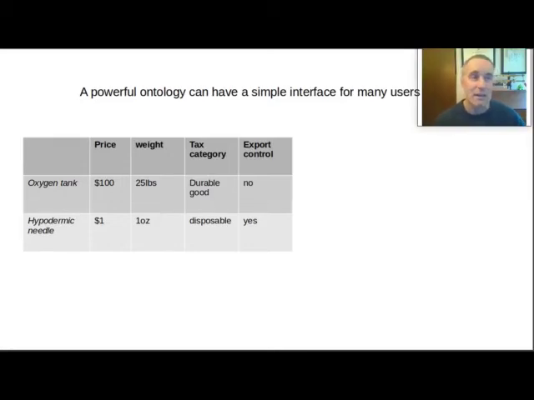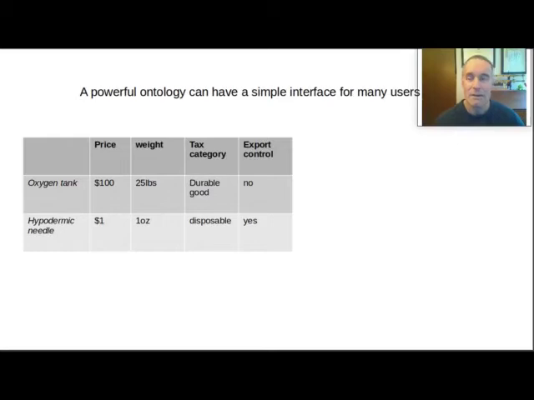And so for all of the industrial projects that I've done over the past couple of decades, many of them are really just a variation on this theme: a powerful, expressive ontology, but a simple interface that is often some version of a spreadsheet. So here's an example where you might have a catalog of medical devices. It has some different things that are for sale, such as oxygen tanks or hypodermic needles. They have a number of attributes to them.